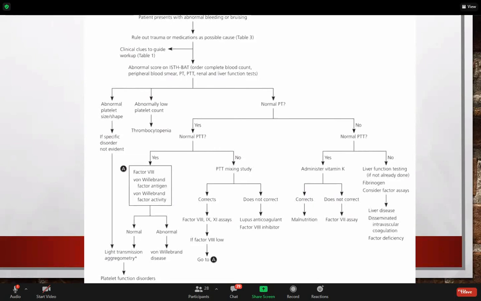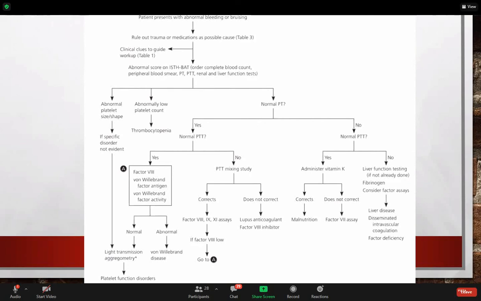How about if they have a normal platelet count and normal platelet size and shape in the blood smear? Well, you ask yourself, what's their PT? Did they have a normal PT? If they have, let's say, yes, they have a normal PT, you check their APTT. If their APTT is abnormal, you may give them a trial of vitamin K and see whether it's corrected. If not corrected, you may do a factor 7 assay. So this is just a tree to approach any bleeding disorder, to summarize all the cases we went through in this lecture.